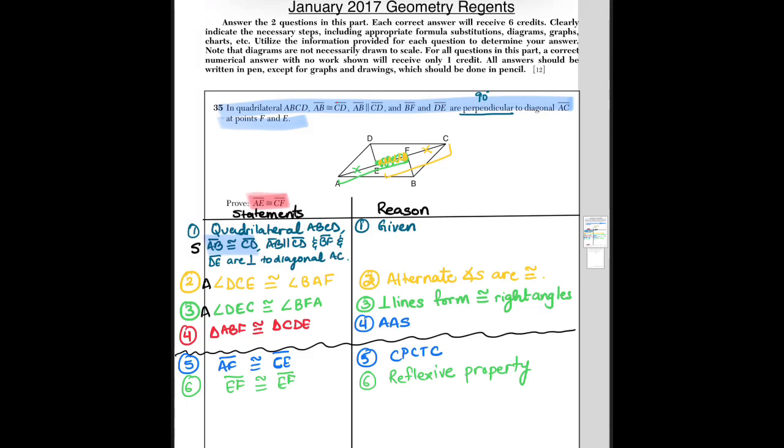So statement number 7 would be, I'm just literally taking it from here. So AF minus EF is going to be congruent to segment CE minus EF, right? And when we subtract them, that's when I get AF minus EF is AE is congruent to CF. And I know it's a little odd to end on this, but that's called the subtraction postulate.